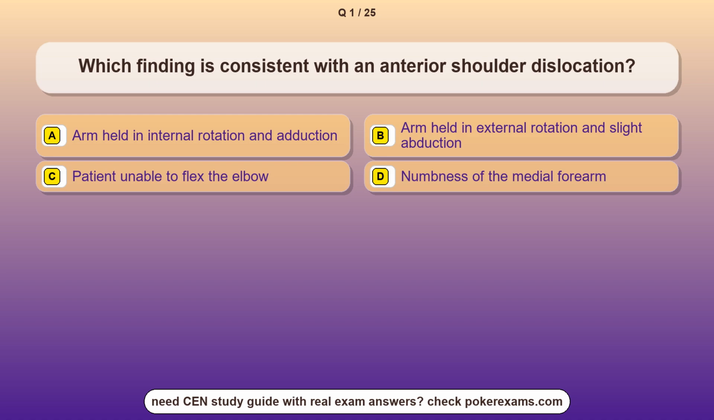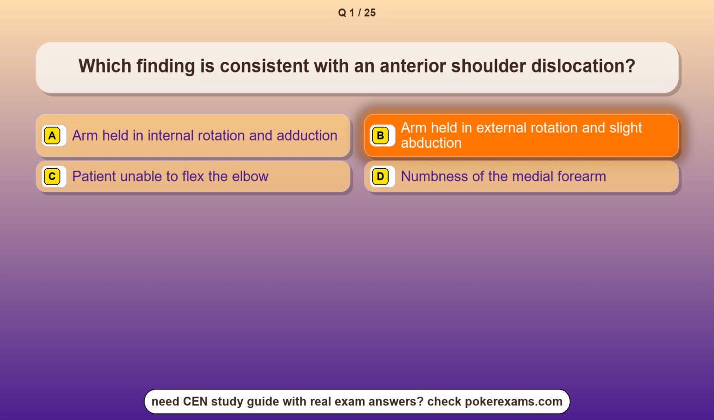Question 1. Which finding is consistent with an anterior shoulder dislocation? Option A. Arm held in internal rotation and adduction. Option B. Arm held in external rotation and slight abduction. Option C. Patient unable to flex the elbow. Option D. Numbness of the medial forearm.